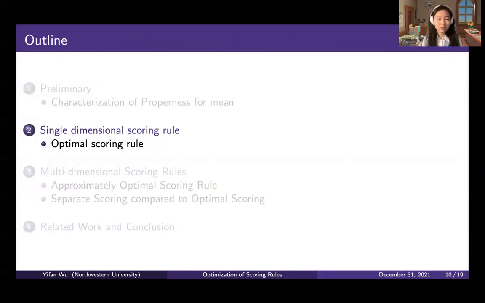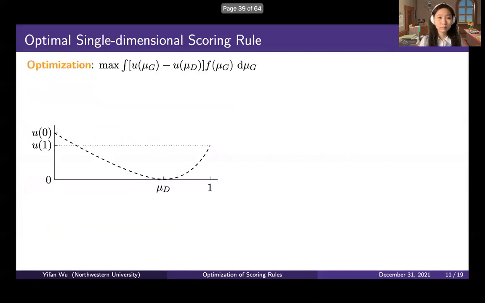With this characterization, we can look at our single-dimensional problem. Recall that our optimization problem has the form of expected difference in utility of reporting the posterior and reporting the prior. So in this plot, this is any arbitrary utility function U, convex utility function.